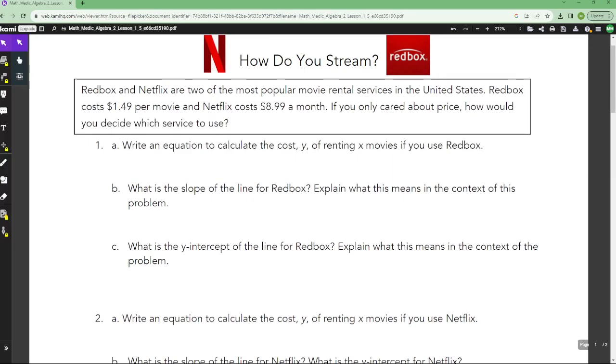So first we're going to start with Redbox. 1a, write an equation to calculate the cost y of renting x movies if you use Redbox. So it's per movie, so it'll be y equals something x. And if you buy no movies, it's not going to cost you anything because there's no additive cost like Netflix has. So we know there won't be any plus or minus any numbers. It's 0. $1.49 per movie, we know it is 1.49x.